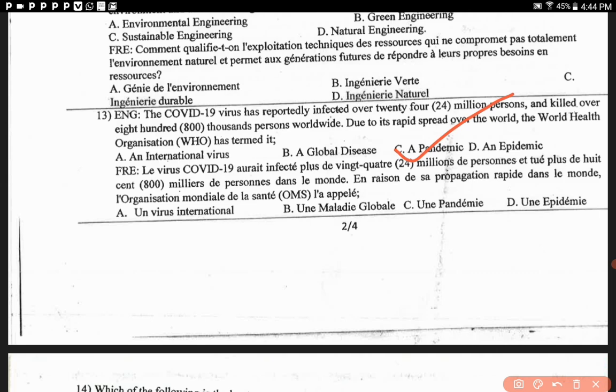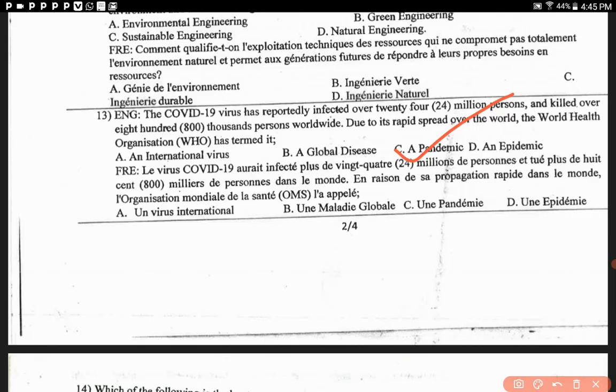All right. So the question that begs for an answer is, what is a pandemic disease? Why is COVID-19 a pandemic disease? And also, why are the other answers wrong? Why is it not a global disease? It affects the whole world. Why is it not an international virus or an epidemic?